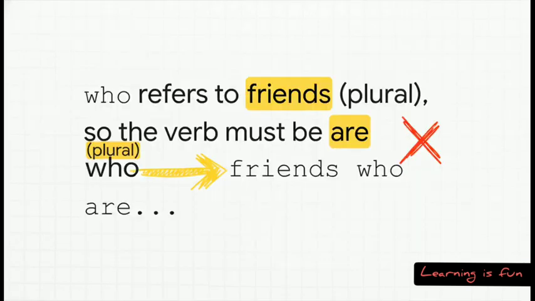And that means the correct answer was number 2. So why is that? Well, because the word who isn't referring to she or one. It's referring to the word right before it, which is friends. And friends is plural, right? So the verb has to be plural too, are. The sentence is really about the friends who are going, and she just happens to be one of them.